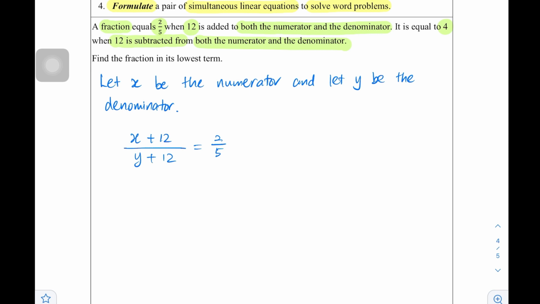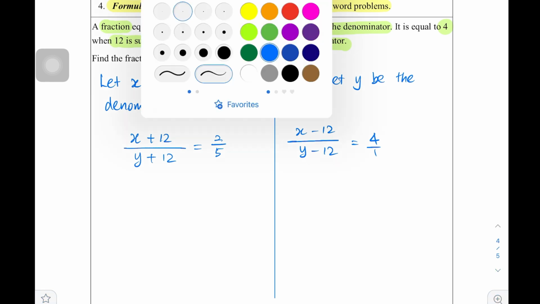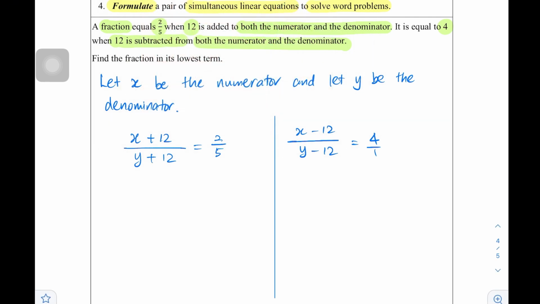Okay, so that is from the first information given to us. Alright, then let's look at the second set of information given to us. We have 12 subtracted from the numerator and 12 subtracted from the denominator. This is equal to the number 4. Okay, and 4 is of course 4/1. Alright, so if you look at the two equations that we have formulated, they do not look like the usual simultaneous equations that we solve. But no worries, we can very easily manipulate these to get the usual looking simultaneous equations by cross multiplying.